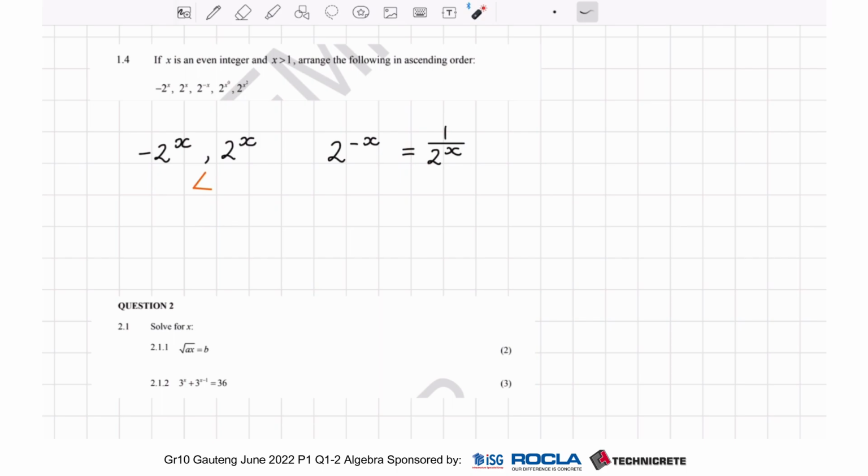Okay, so for the third number, I know that it's bigger than the negative one. It's bigger than that one, but it's going to be smaller than this one. So it's in between these two. So now we know this.